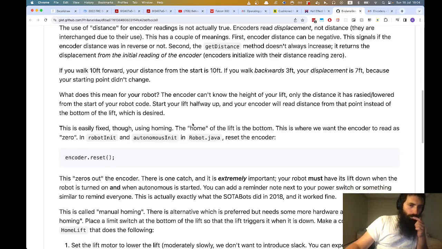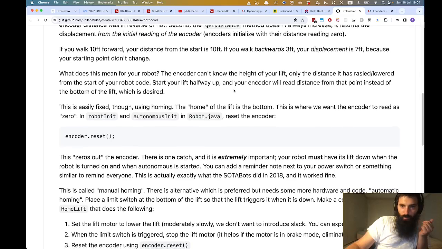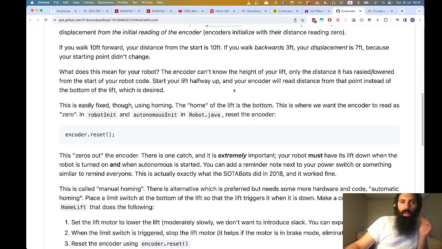What does this mean for your robot? The encoder can't know the height of your elevator. It can only know the distance it has raised or lowered since the robot was powered on. So if you start your lift halfway up, your encoder will read the distance from that point instead of from the bottom of the lift, which is what is desired.